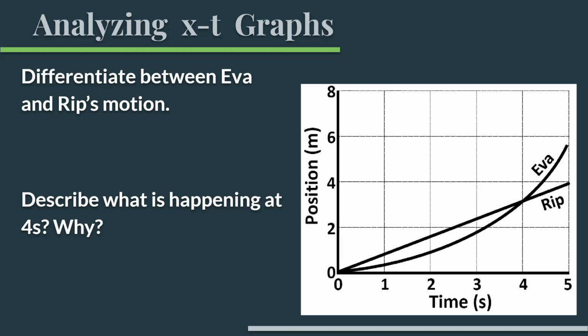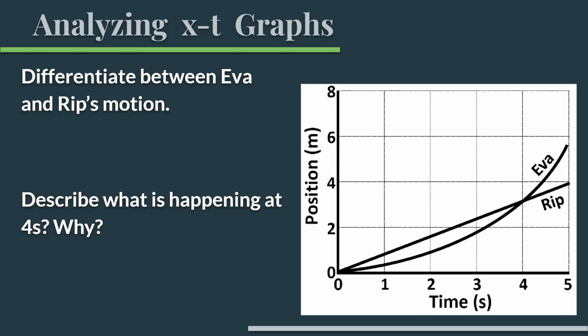I've got 2 questions up here. Differentiate between their motions, so tell me how they're different, and describe what's happening at 4 seconds. So I'm going to give you 23 seconds to turn and talk to your neighbor. I'm going to call on somebody, so you better have an answer ready just in case it's you. All right, that was 23 seconds.